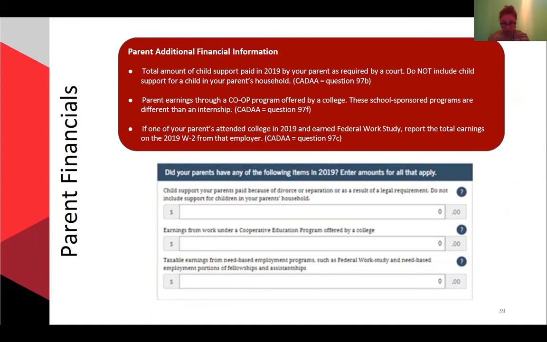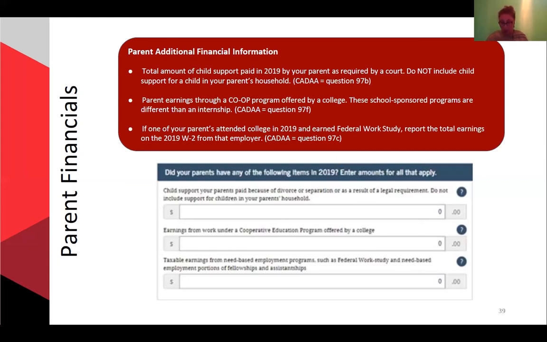Okay, so now we're moving on to some other additional financial information being collected from your parents. Again, it's referencing 2019 financial information. And the first question on here is whether or not your parents paid child support in 2019 as required by a court. So if a parent paid child support in 2019, you want to enter the total amount paid for the year. So from January 1st through December 31st of 2019, how much child support did a parent pay?